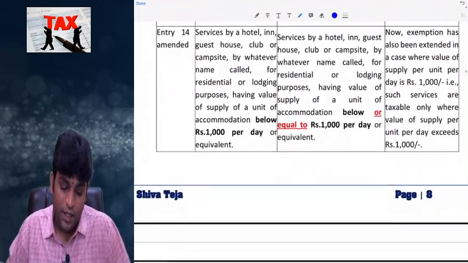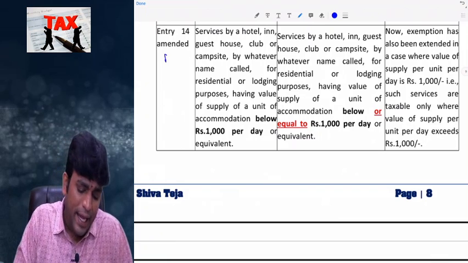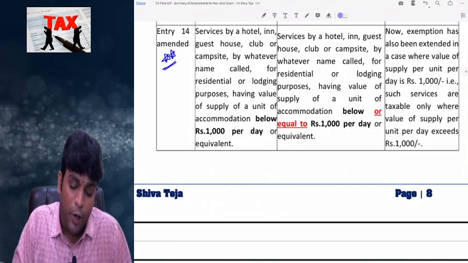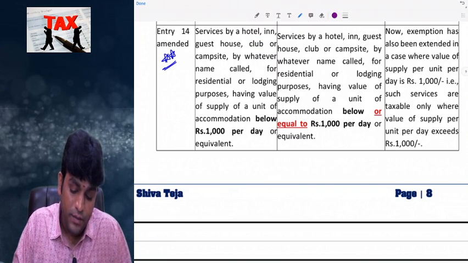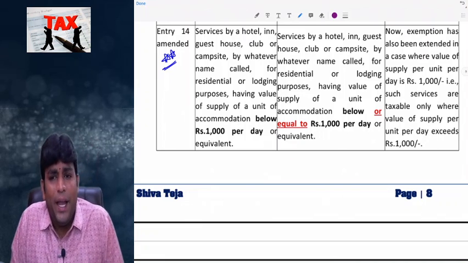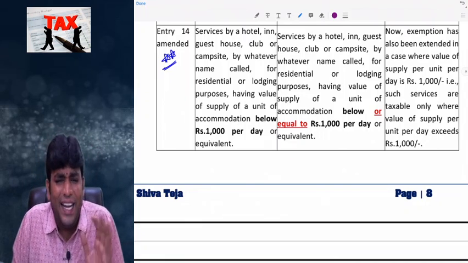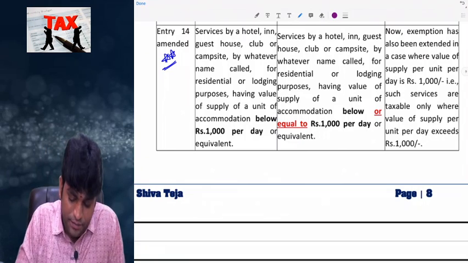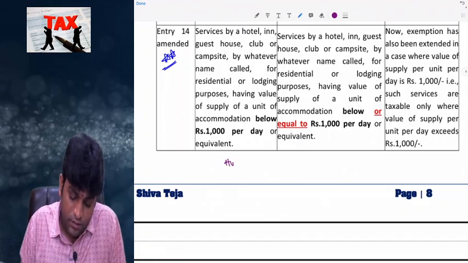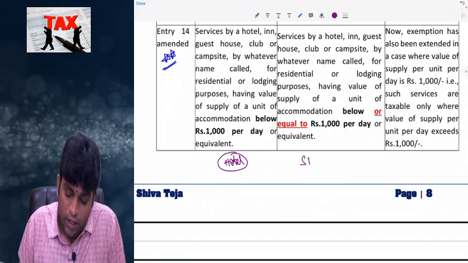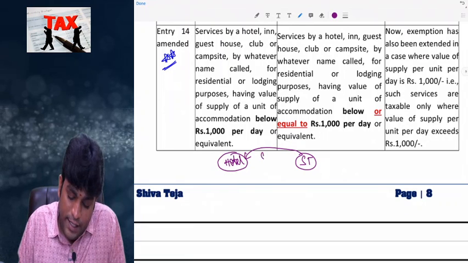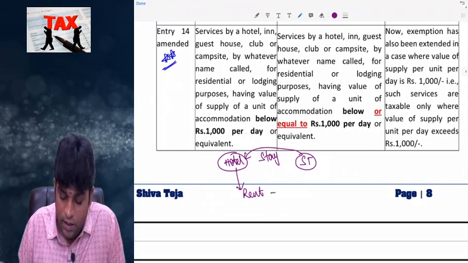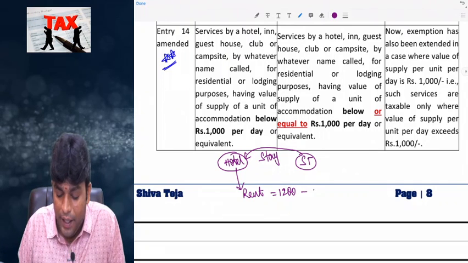Next. This point is very interesting, very important. Listen. Services by hotel, guest house, simple line I'll explain. So for example, let's say there is a hotel. Let's say there is Shivateja. Shivateja went for stay in a hotel. Let's say hotel rent is 1200 per day.